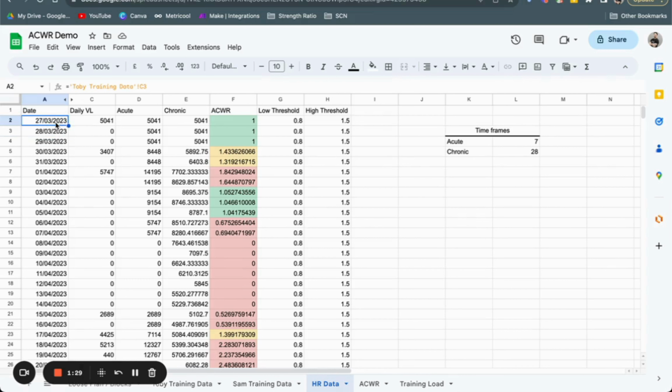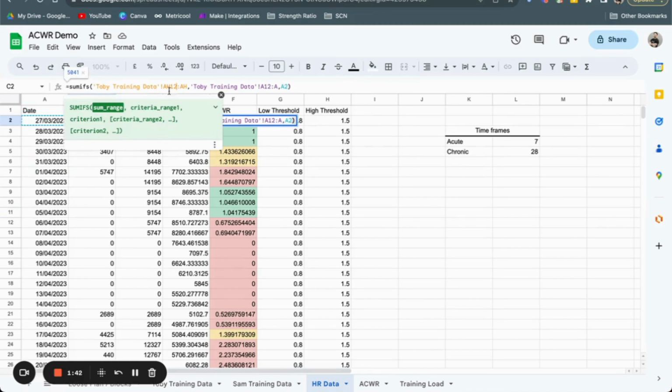So all I did was simply select the first date of training and then put +1. Nice and simple. I then calculated the daily volume loads. I've done this as a sum, so SUMIFS. The sum that I am looking for is column H, and that column there is my volume load. So I'm summing all the volume load if column A, which is the date on the training tab, matches column A, or cell A2, here.